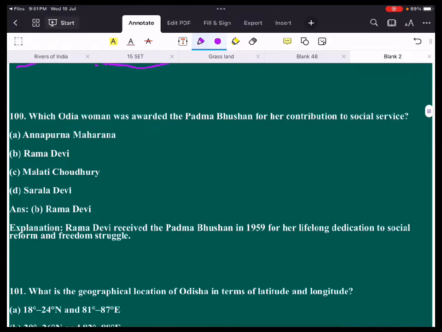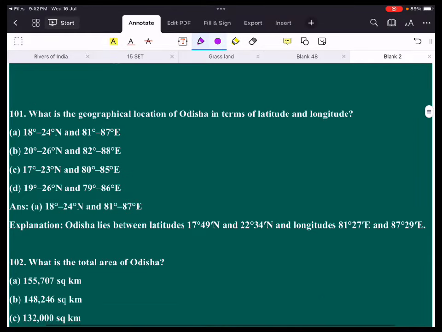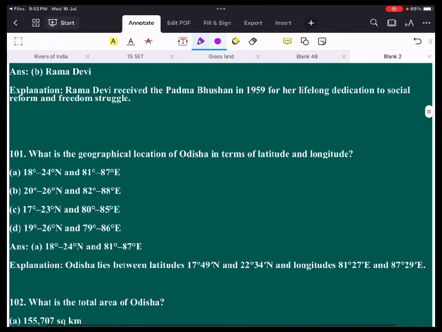Question number 100. Which Odia woman was awarded Padma Bhushan for her contribution to social service? That is option B, Rama Devi. Now we'll start. History section is complete. Now we'll start geography.